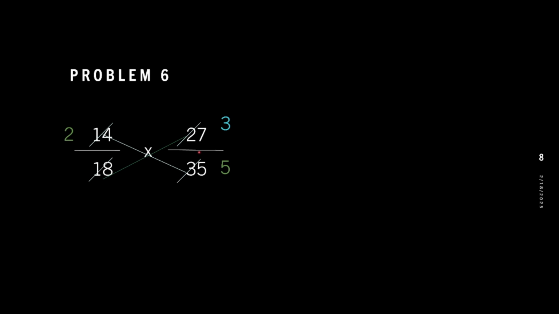Same thing for 18 and 27. There is a number that can divide both of them, and that is the number 9. When you divide 18 by 9, you'll get 2, and 27 divided by 9 gives you the 3. So now you multiply them from across. You'll see here that we get 6 over 10, right? 2 times 3 gives you 6, and 2 times 5 gives you 10.